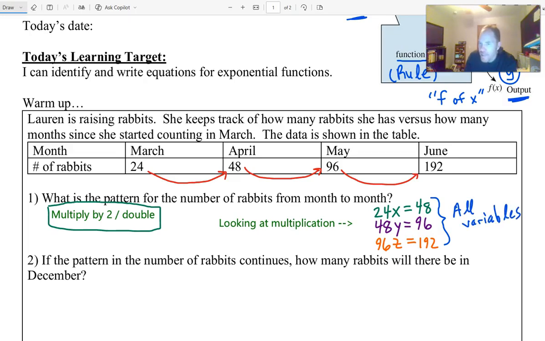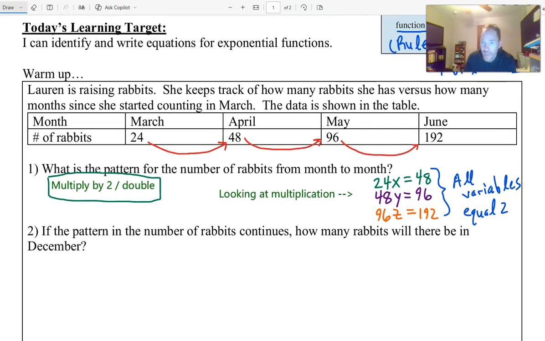And so that's how, instead of just guessing and checking, all variable values equal 2 is what I meant to say. You divide by 24. 48 divided by 24 is 2. 48y equals 96. Divide by 48. 96 divided by 48 is 2. 192, you would divide by 96. You'll get 2. So that's how you could figure it out without guessing and checking. You could say, let's look at the multiplication, let's set up an equation, and then let's solve our equation. Okay. So that's number 1.